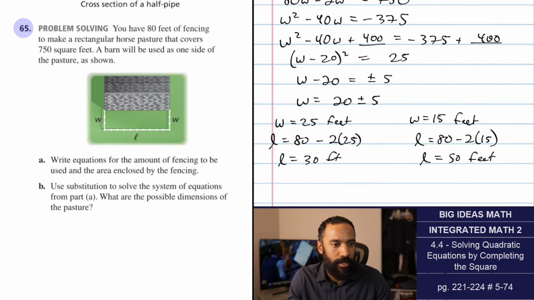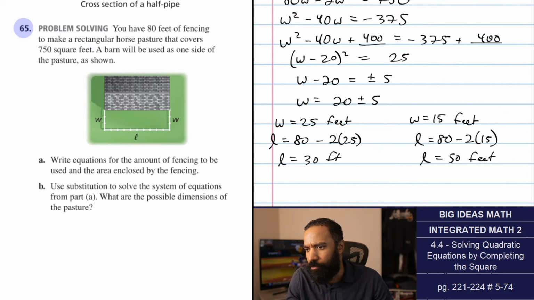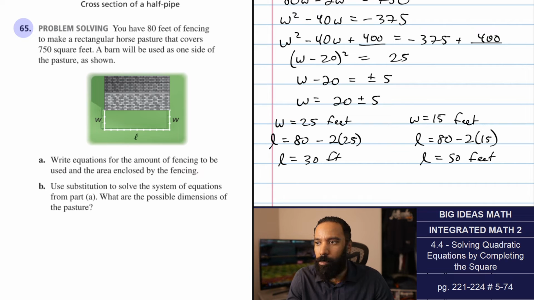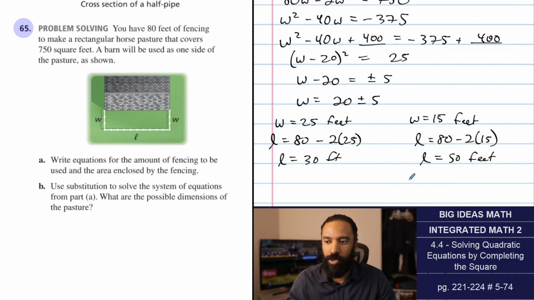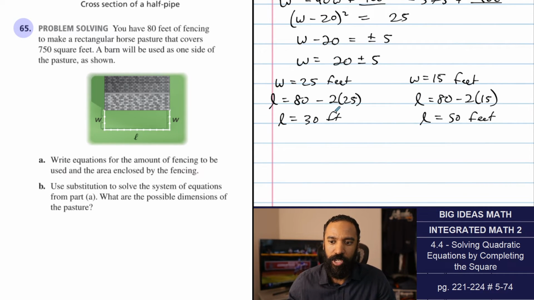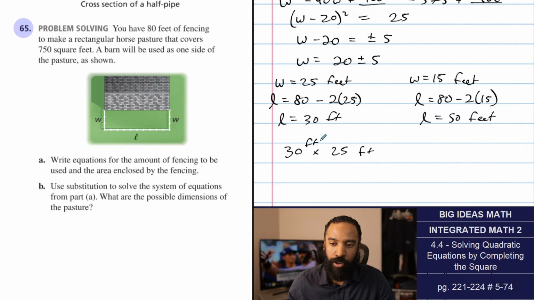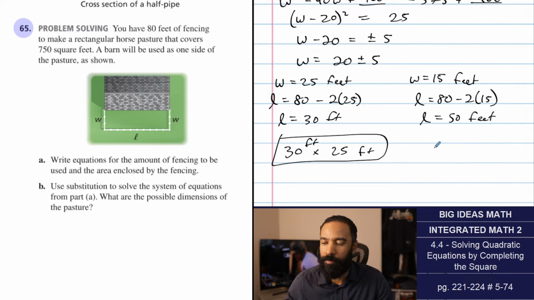25 times 30 is 750. I should have known that. 25 times 3. And 15 times 50 is 750. So both of these work as sets. So what are the possible dimensions? Either 30 feet by 25 feet, or 50 feet by 15 feet.